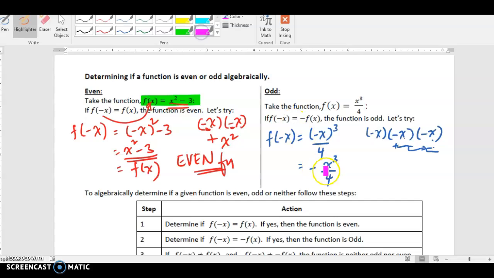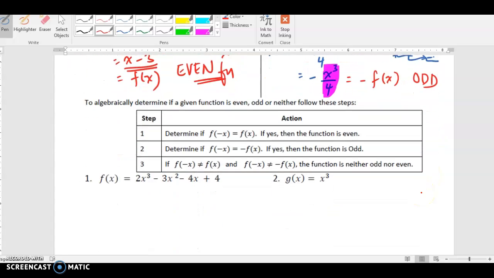If you just look at this, this part is the original function, but our answer is now the negative of the original function, right? So since this is the negative of the original function, we would say that this function is odd. All right, I hope this works. And all this is laid out here. So first determine f of negative x. If it is equal to the original function, it is even. If it is the negative of the original function, it is odd.